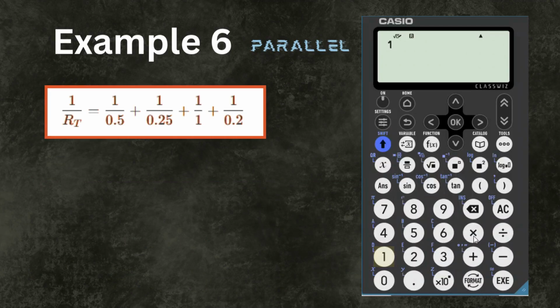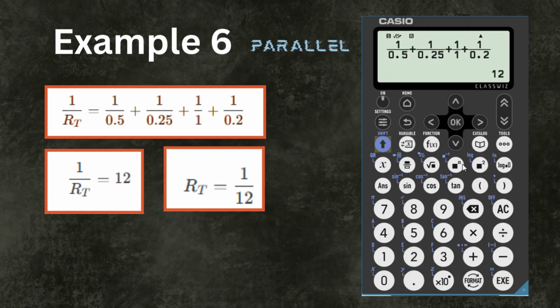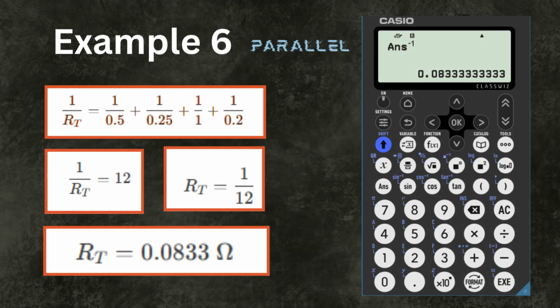Now substitute these values into the formula. 1 divided by the total resistance equals 1 divided by 0.5 plus 1 divided by 0.25 plus 1 divided by 1 plus 1 divided by 0.2. This equals 12. Now take the reciprocal of the answer. Total resistance equals 1 divided by 12. This equals 0.0833 ohms. Therefore, the total resistance is approximately 0.083 ohms.